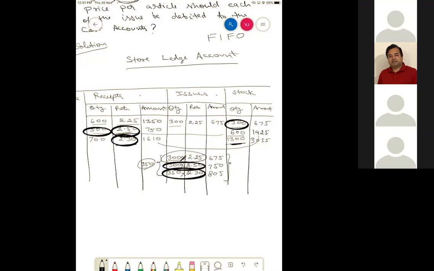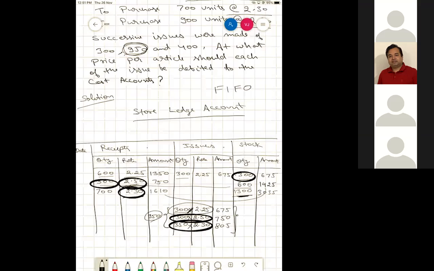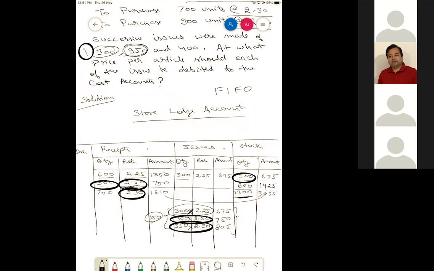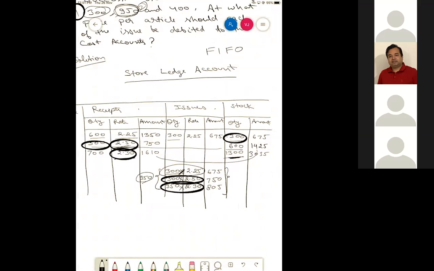So you can see the question. The first issue, that is 300, we already made. Then the second issue, 950. So in this way we are making an issue. Now, how much balance is being left? Once you issue 950, from 1300 you subtract 950. How much do you get?